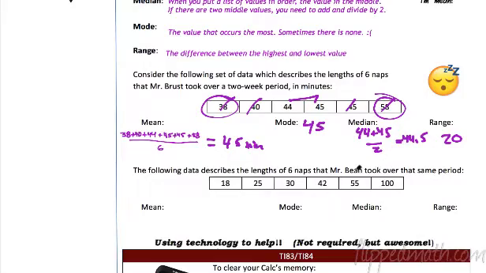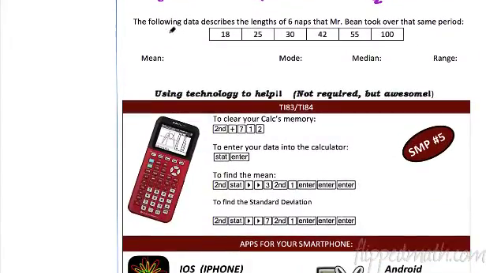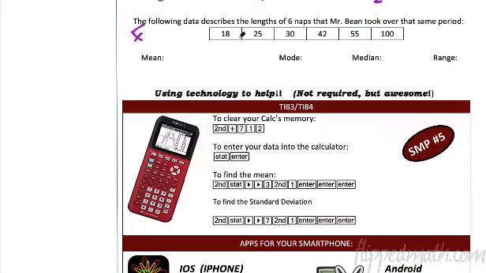So what I want you to do, let's do this example. You do Mr. Bean snaps. You fill all this out, and then you can check it with me when you come back. Pause the video. Go.